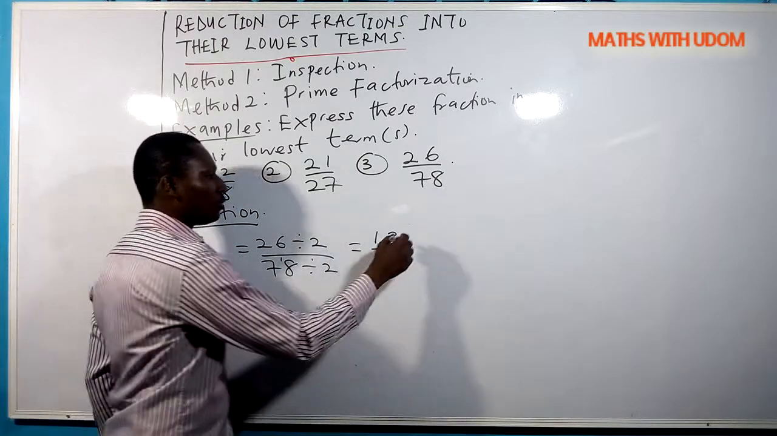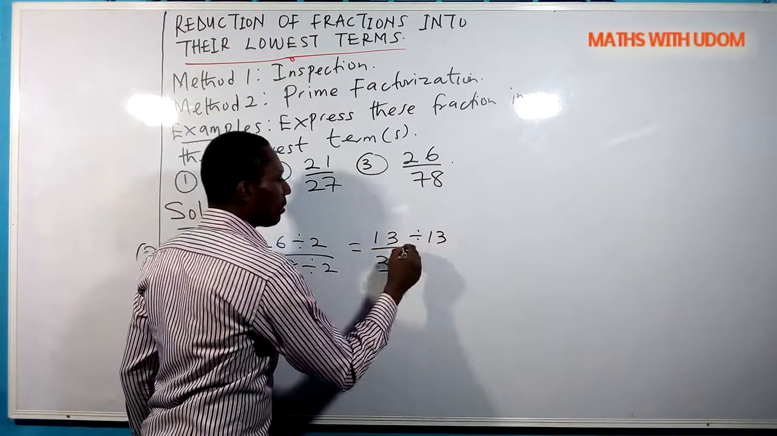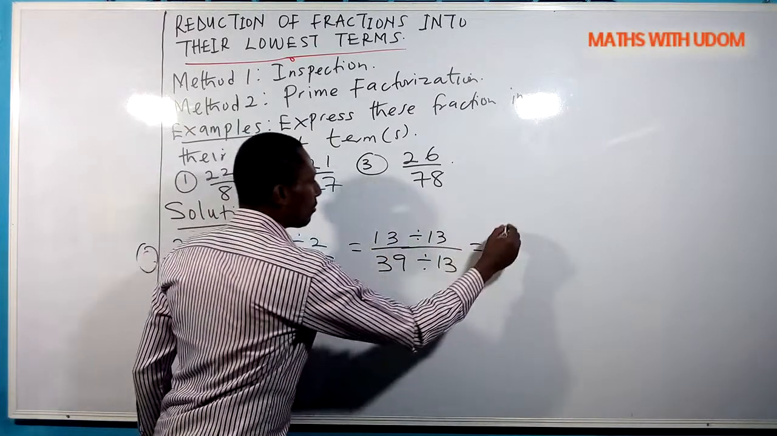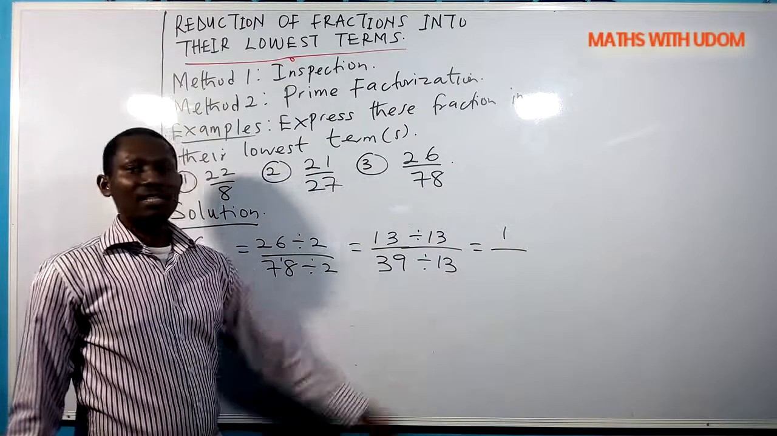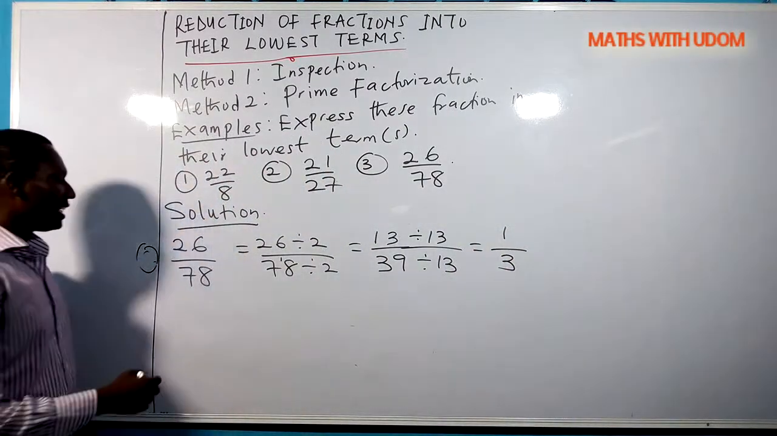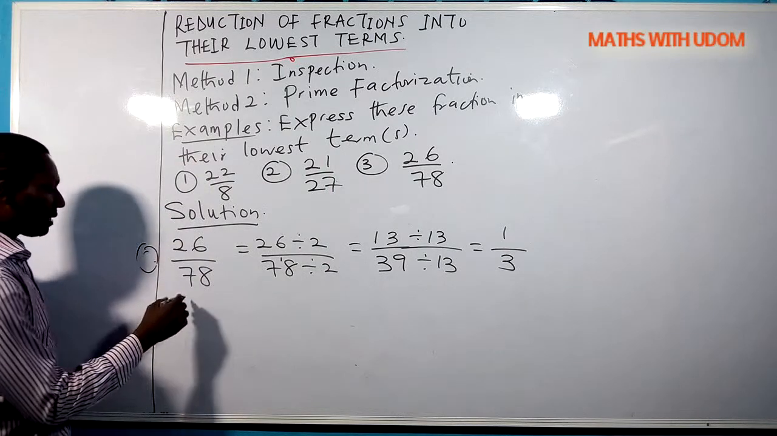So we divide the numerator by 13. We also divide the denominator by 13. 13 divided by 13, you have 1. 39 divided by 13, you have 3. Okay, that is the inspection method. Then the prime factorization method.